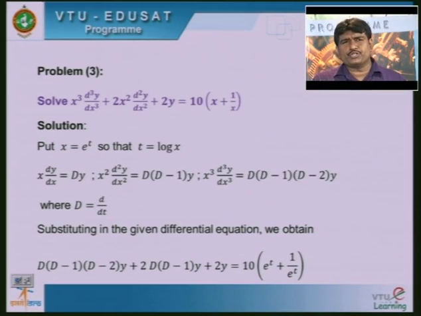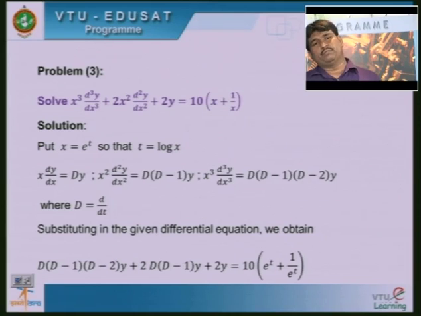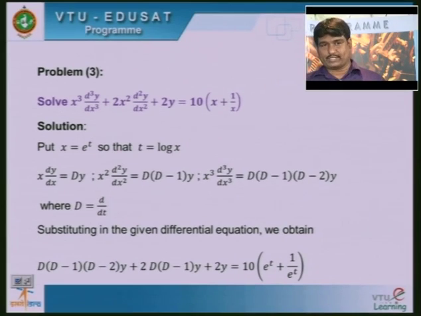You can say the coefficient of d cube y by dx cube is x cube, the coefficient of d square y by dx square is x square with some constant 2, and the coefficient of y is 2. So it is Cauchy's differential equation. Put x equals e to the power of t, then t becomes log x as usual. x dy by dx becomes capital D into y, x square d square y by dx square becomes D into D minus 1 into y, x cube d cube y by dx cube becomes D into D minus 1 into D minus 2 into y.